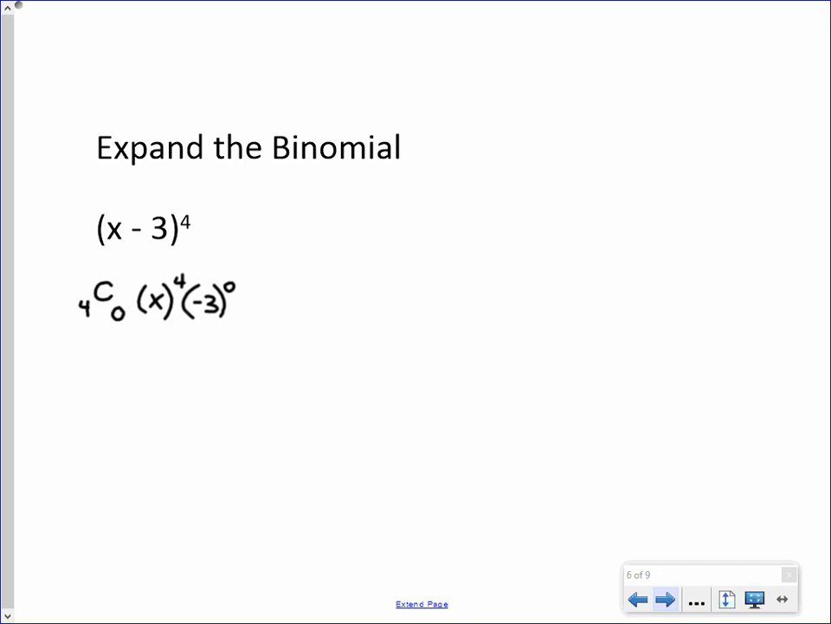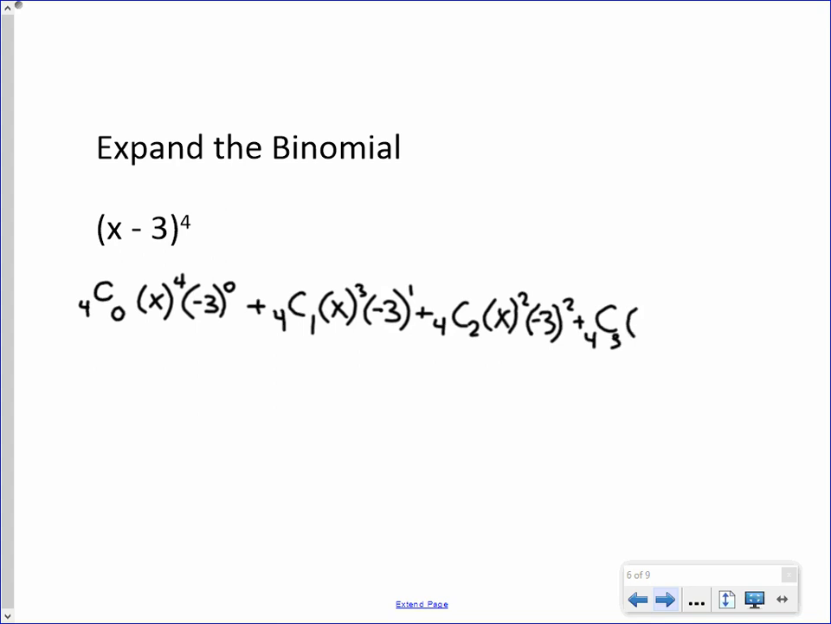Okay, that's another pattern. And then I'm going to add to that a combination 4 choose 1. Now my first term exponent is dropping by 1. My second term exponent is increasing by 1. Are we okay with what I'm doing? If you have a question, pop in, ask that question. Someone else may have the same question. And I'm going to try to squeeze all mine in here.